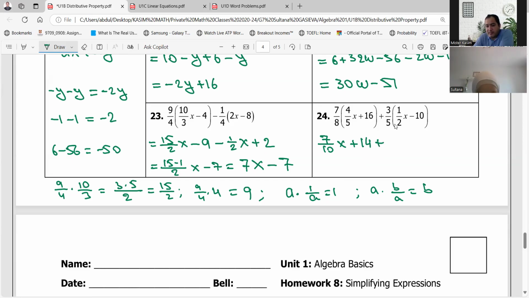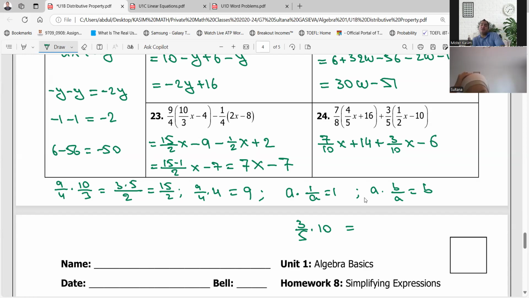Now 3 times 1, I can simplify. It is 3 over 10. Minus, what is 3 over 5 times 10? 53 over 5? Why 53? What is 3 over 5 times 10? Oh, I did 6. So 10 divided by 5 is 2. 2 times 3 is 6.